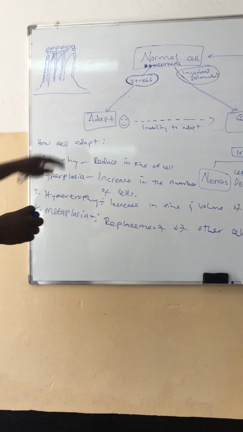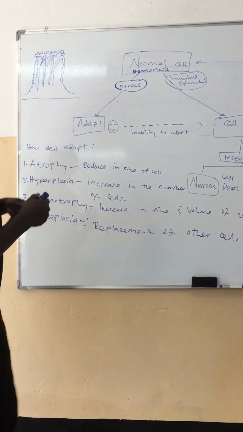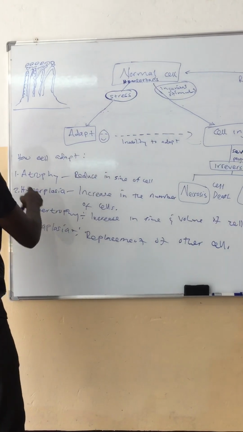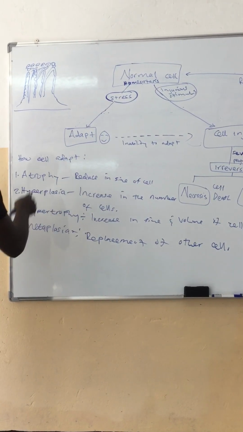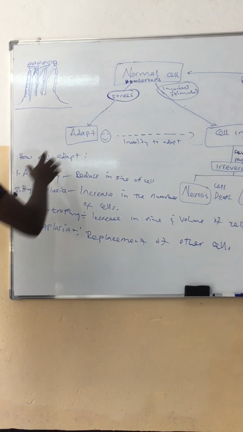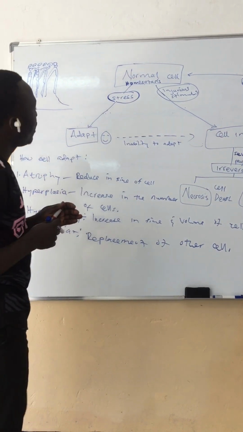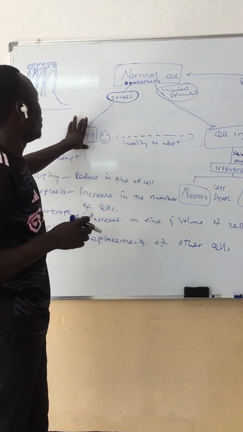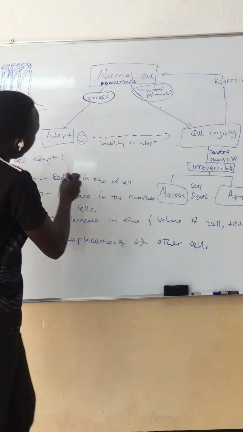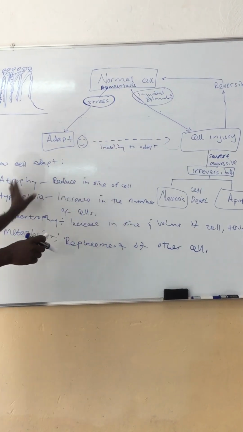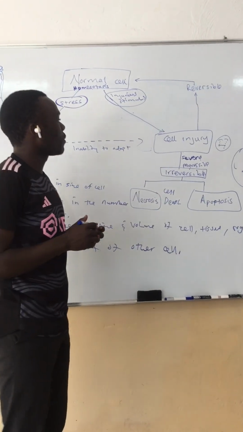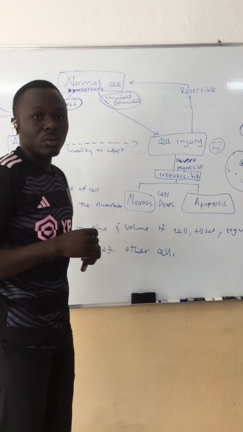Okay, so now back to this diagram. This is what normally happens. The ways in which the cell adapts are atrophy, hypertrophy, hyperplasia, and metaplasia. So this was explained under cell adaptation. Now what happens when the cell has failed to adapt, when these processes have failed? What normally happens is that the cell undergoes injury.